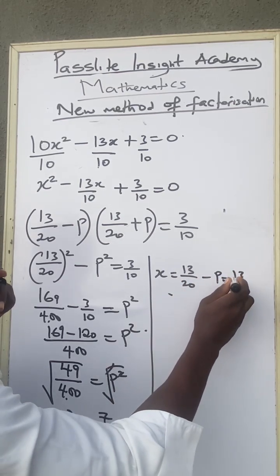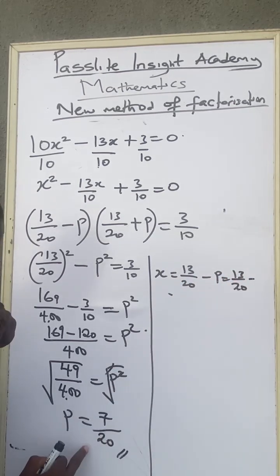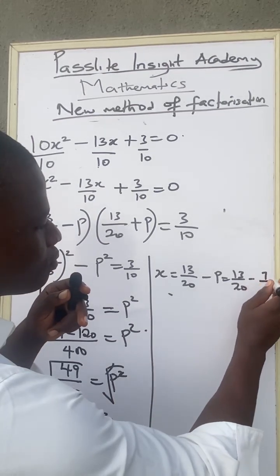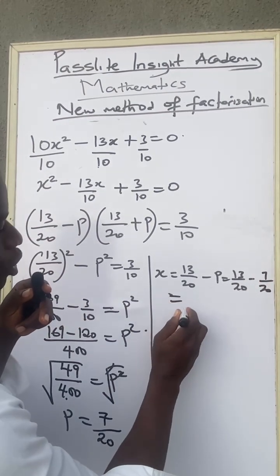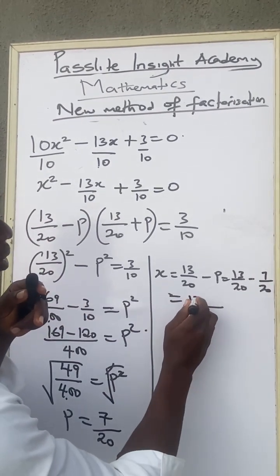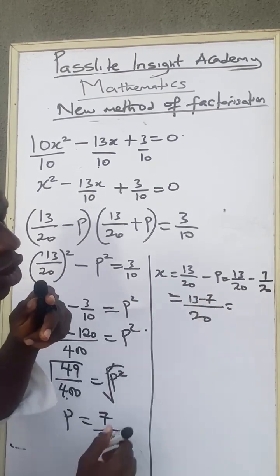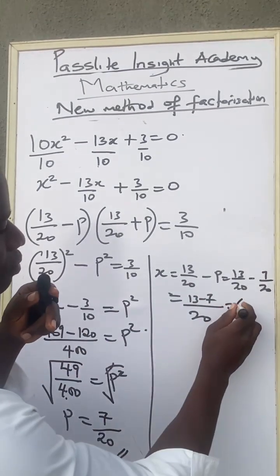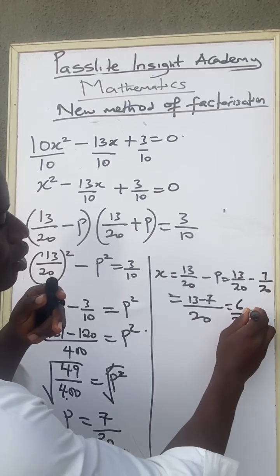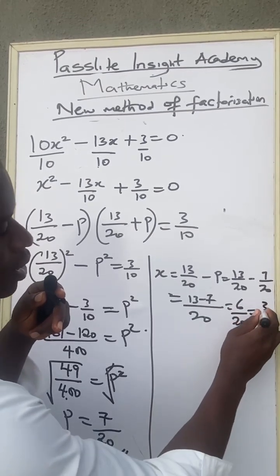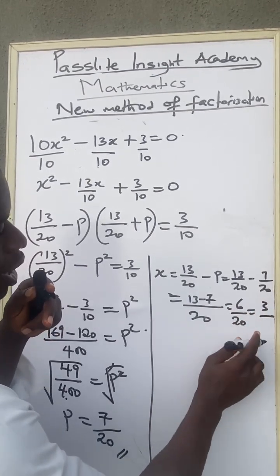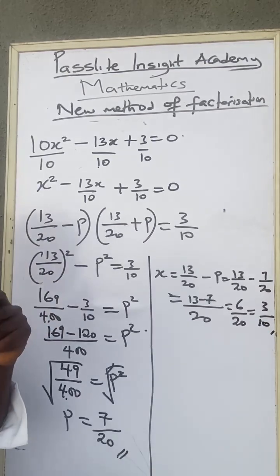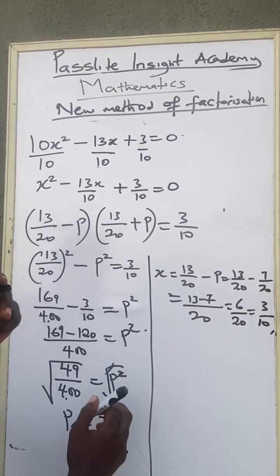That will be 13 over 20 minus, what is your P? 7 over 20. And the LCM is 20 already. That will be 13 minus 7. 13 minus 7 is what? That is going to give 6. 6 over 20. 2 in 6, that will be 3. The 2 here, that will be 10. 3 over 10 is the first answer. So let's go to the other one.